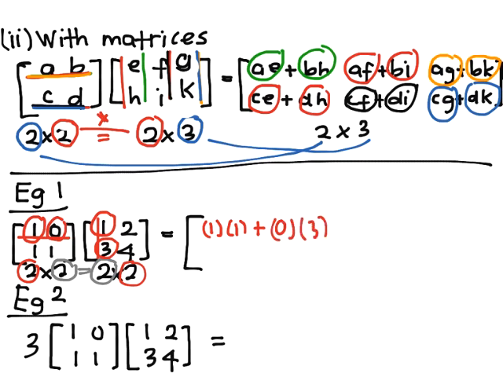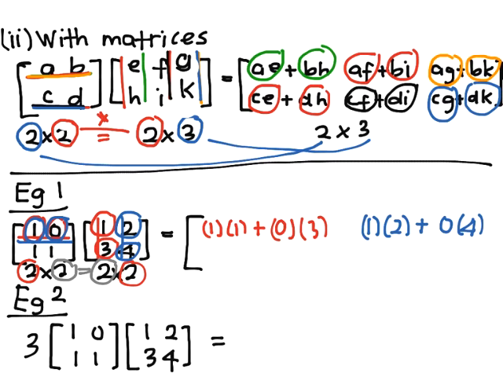After we are done with the first row with the first column, we go with the first row with the second column. For the second column, we have 1 multiply with 2, and we always go with plus the second value, which is 0 multiply with 4.